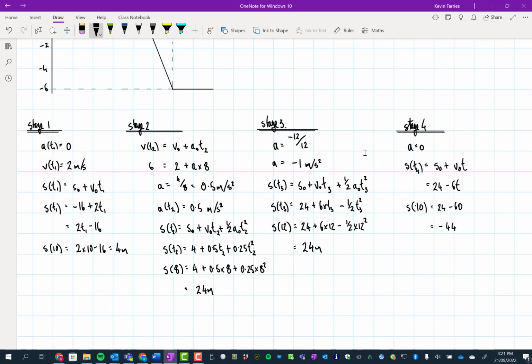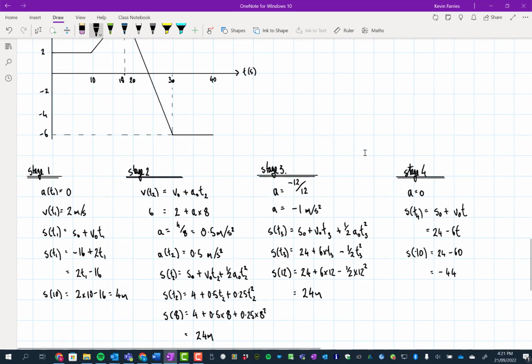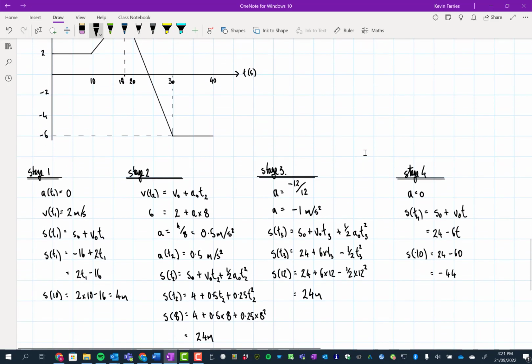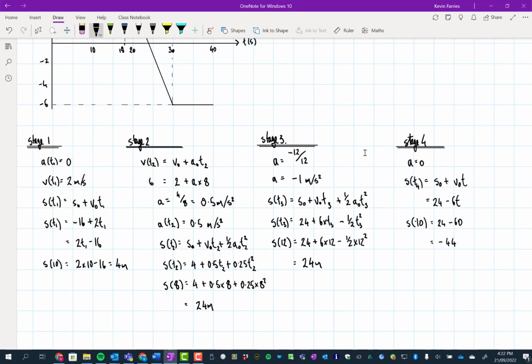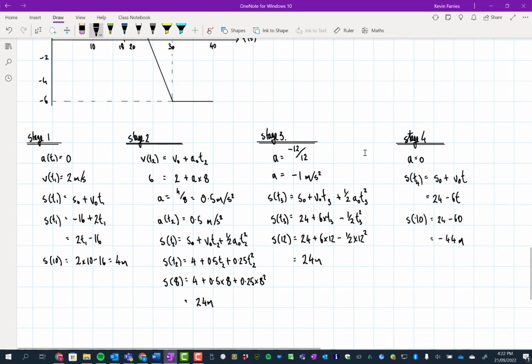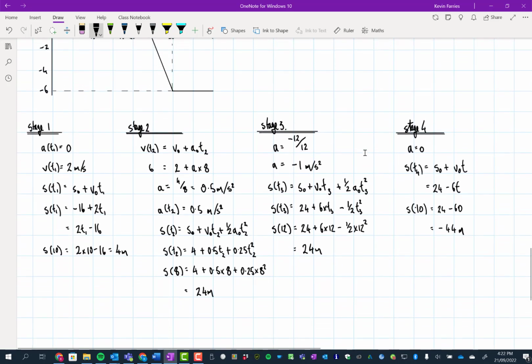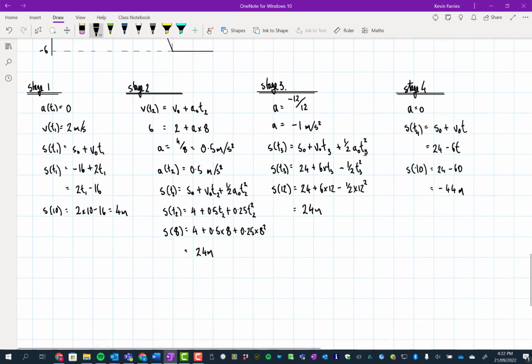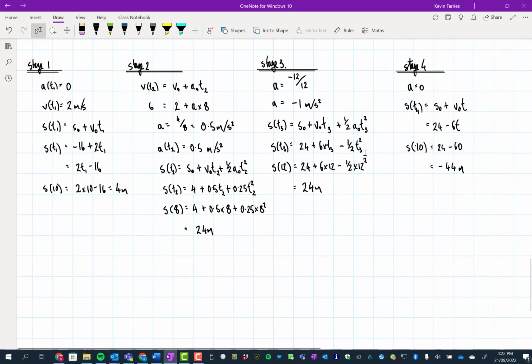Don't really like the look of that. It's okay, we'll keep it for now. I'm just thinking about what we're going to end up with. Whatever, it is what it is. So -44 meters is where it's going to end up. So let's try and draw the graphs now.